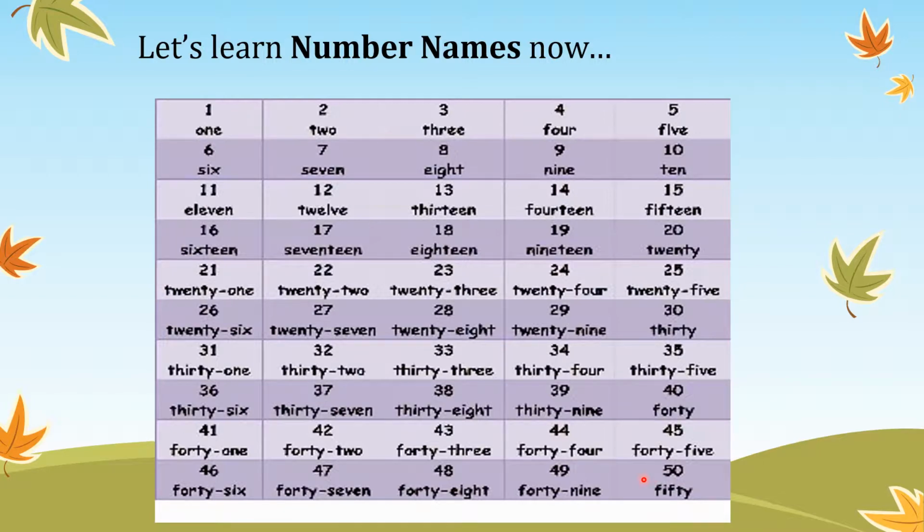The pronunciation of the number names. Pronunciation means हम उसे कैसे बोलते हैं. You have to learn them. आपको इनकी spellings learn होनी चाहिए. और आपको इनको बोलने का तरीका अगर ठीक से आएगा, तो आप इन्हें ठीक से learn भी कर पाएंगे. Right?